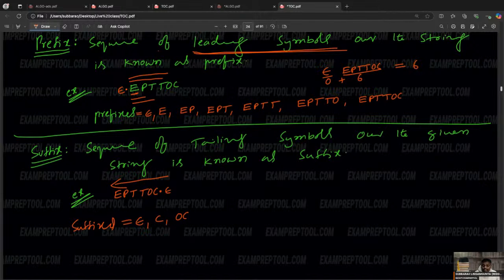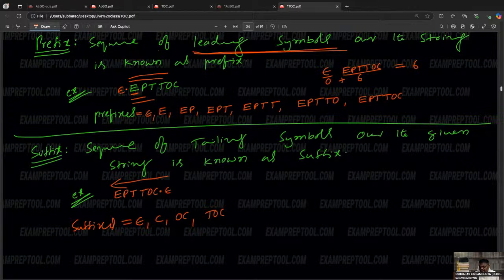Who asked you to reverse the string? You cannot write "CO". Be careful. You can write "TOC". Remember, the right hand side symbol should be there.